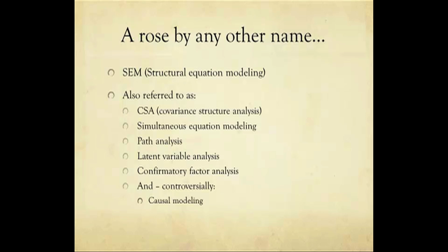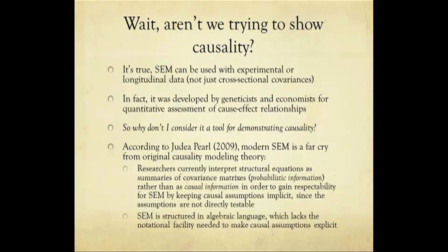So I'm going to start with my first little sidebar here. SEM can be used with a variety of different data, such as experimental, longitudinal, in addition to the more typically used cross-sectional covariance sort of data. It was actually developed by geneticists and economists for the quantitative assessment of cause-effect relationships, which makes it really weird that most psychologists nowadays don't use SEM for demonstrating causal purposes.